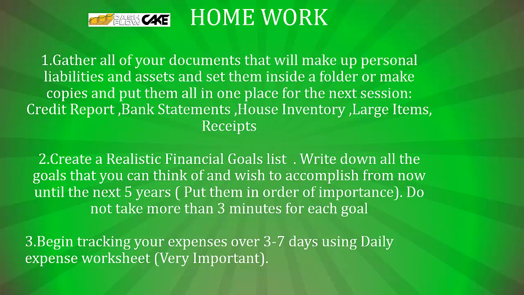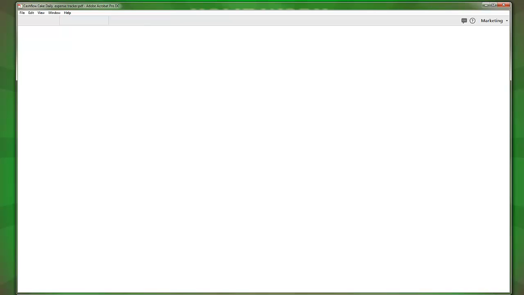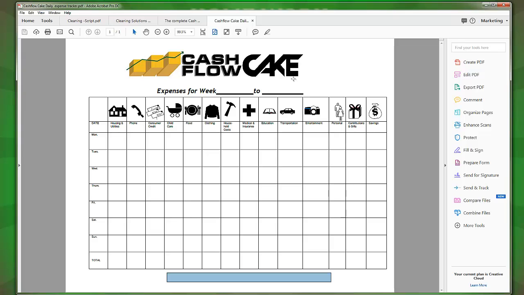The third thing is begin tracking your expenses over 3 to 7 days using a daily expense worksheet. That's very important. And I have a daily expense worksheet for you. I'll show you right now. So this is our cash flow cake daily expense worksheet. And what you want to do with this is put in the date. The starting date goes here. The end date goes here.